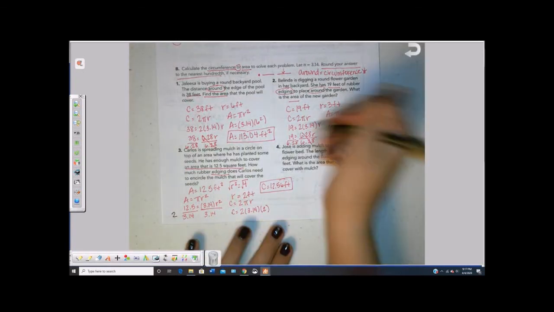I would like for you to try and do number 4 on your own. And when I ask for you to post this, please make sure you put it on Google Classroom.